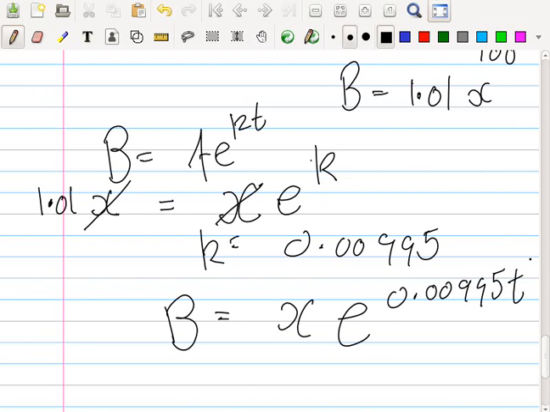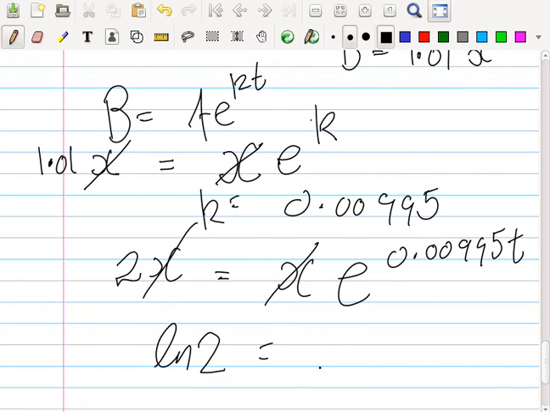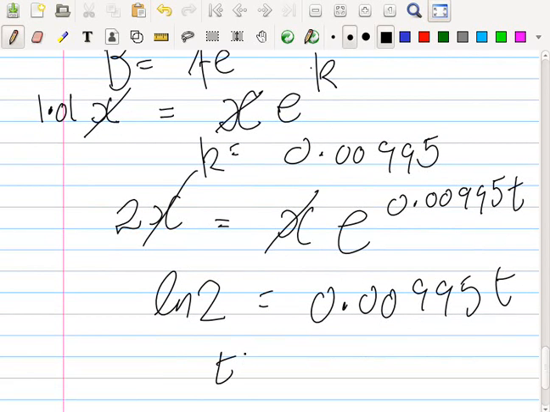Now we can answer the question. We want to know, when does she double her money? So what does the balance equal? 2x. How much does she have at the start? x. So she wants to know when she'll have 2x. The x's cancel, and then you have log 2 equals 0.00995t. If you round it to the nearest month, you get t equals 70 months as the answer.